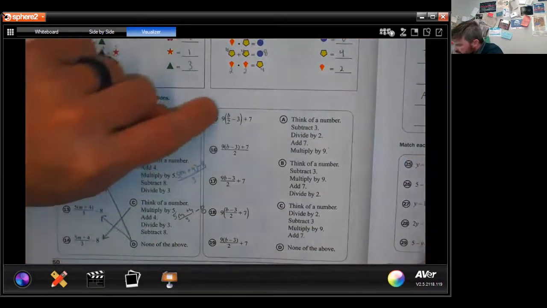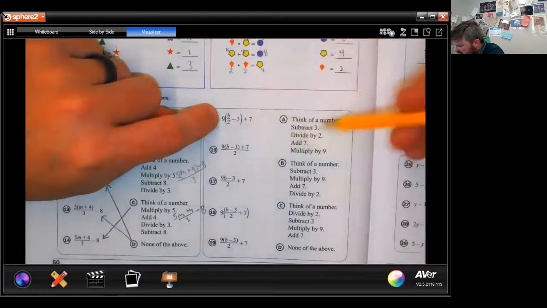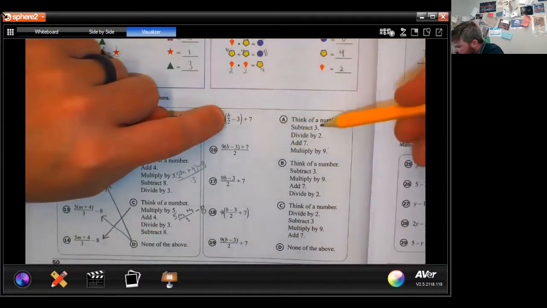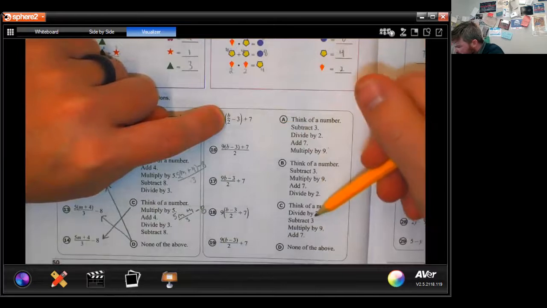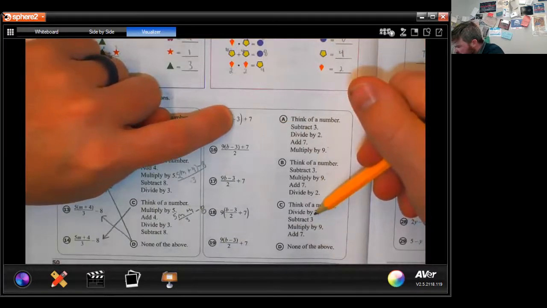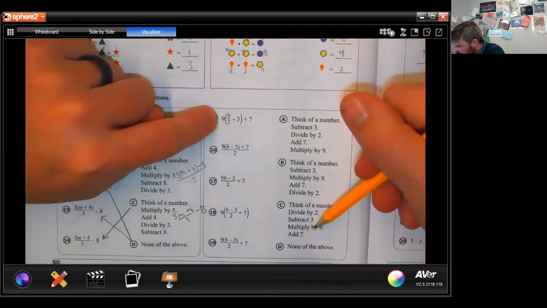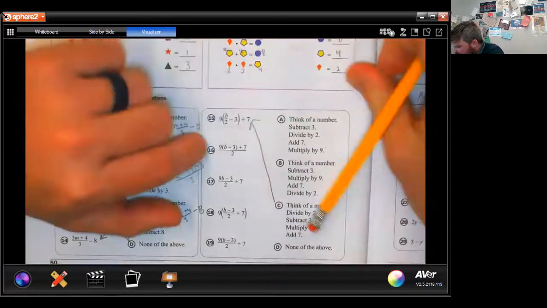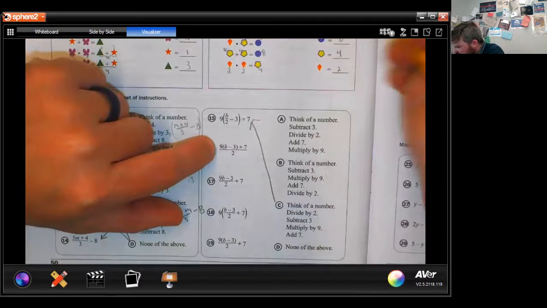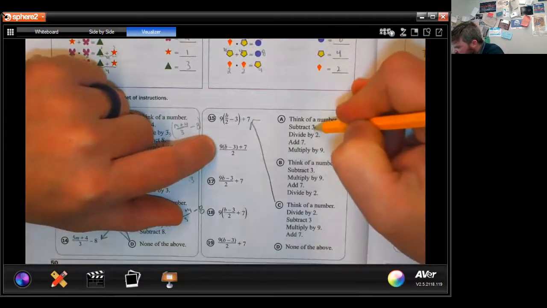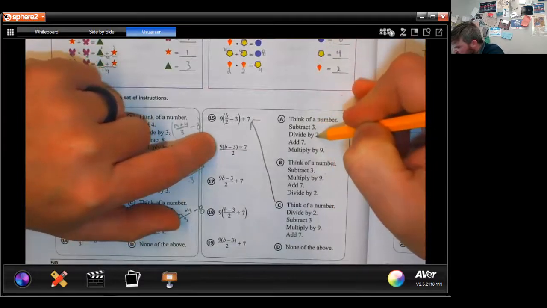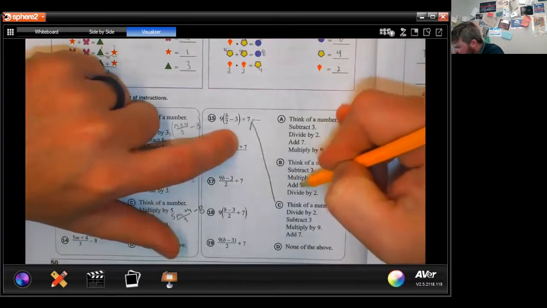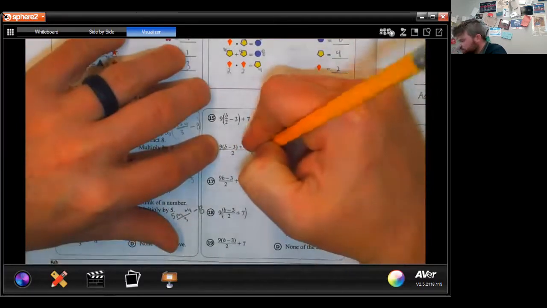Okay, here, again, we can think of these and then find the one it matches with. So think of a number, divide by 2, subtract 3. Then I multiply by 9 and then add 7. So this is C. Here's think of a number, subtract 3. I multiply by 9. That's not that one. Think of a number, subtract 3, multiply by 9, then I add 7, and then divide by 2. So that's B.